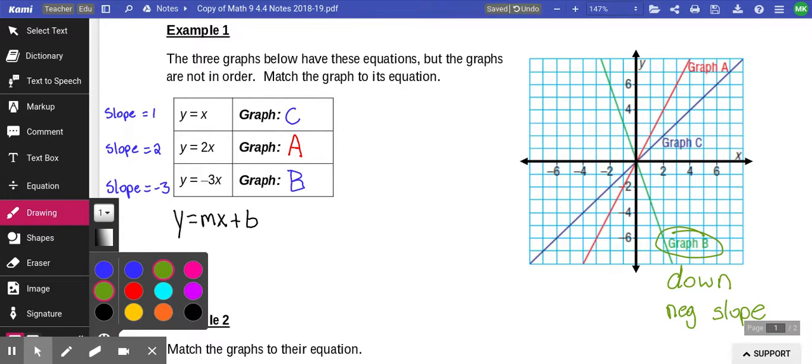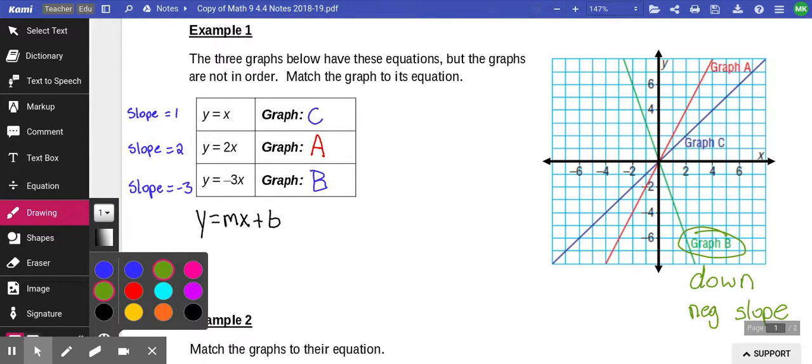The other 2 I could figure out by just saying which one's steeper. Steeper meaning like it goes up faster than the other one. So if you look at these lines, the steeper line is line A. That means the slope on line A has to be a bigger slope than the other one. So looking at the graph, 2 is a bigger slope than 1. So this one has to be the steeper graph, which is graph A.